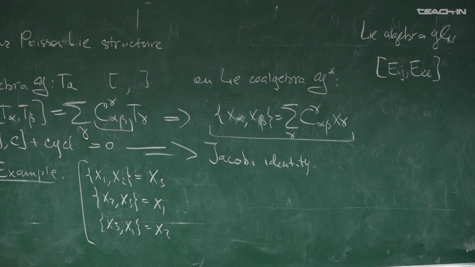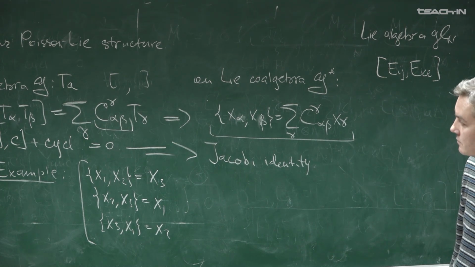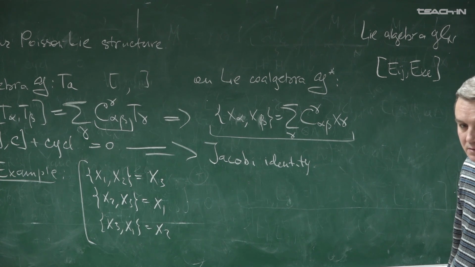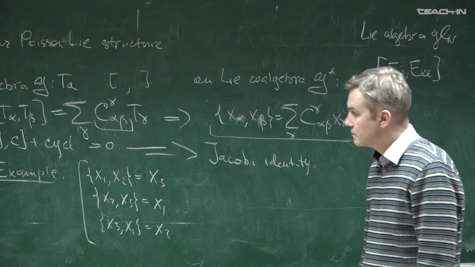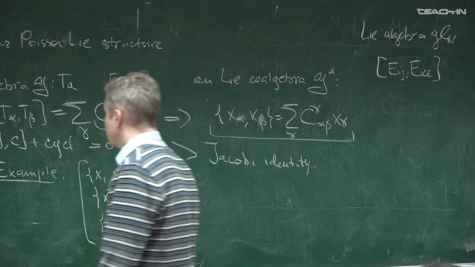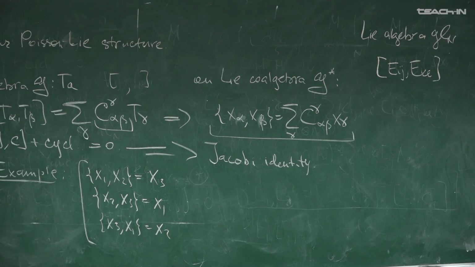Okay, but it seems like the same structure for this original Lie algebra. Why don't we just directly use this Lie algebra? What is the difference between this Lie algebra structure and the induced Poisson-Lie structure? So the difference is that this is an operation on a vector space. Yes, a Lie algebra is a vector space.